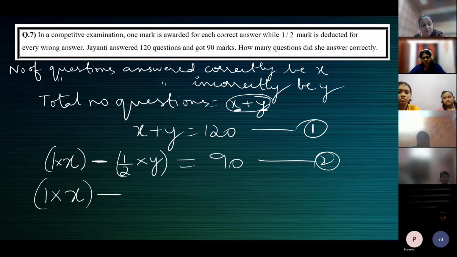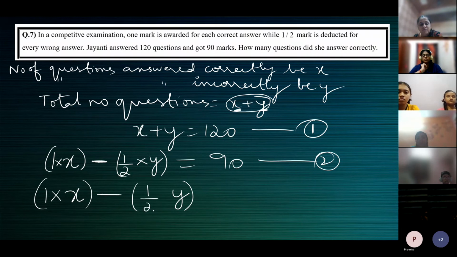And minus y, because she's losing now. She's losing for every incorrect answer. How much is she losing? She's answered y questions incorrectly and she's losing half a mark for every incorrect answer. So minus half y. Like this, the total score is 90. This is the second equation.